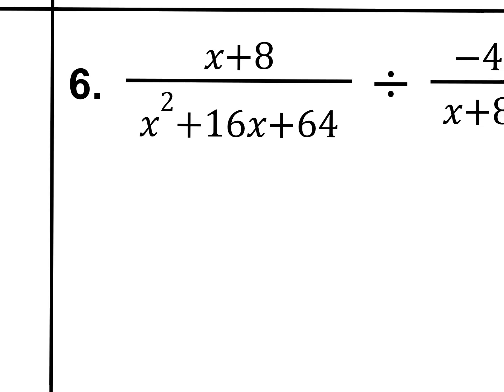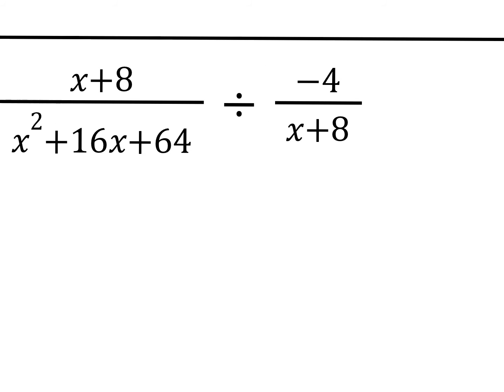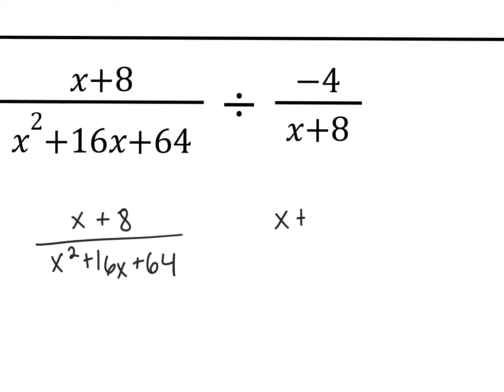Number 6. Ooh, what operation we got here? Division, which means I have to keep, flip, change, whatever you want to call it. Okay? Very first thing I do is that. Don't forget to do that. So x plus 8 over x squared plus 16x plus 64, that stays the same. The next fraction, I'm flipping. And now I have multiplication, so I'm just going to do the exact same thing as what I just did.